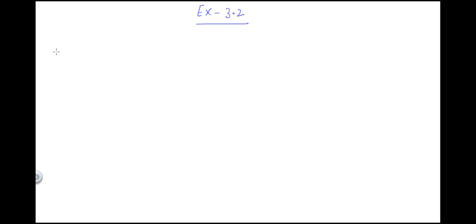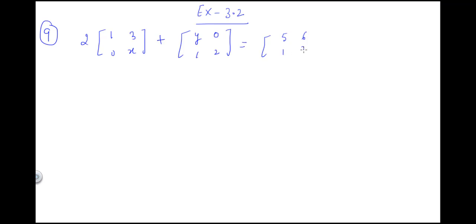Let us discuss question number 9. In question number 9 of exercise 3.2, we have to find x and y, and the matrices are given as 2 multiplied with the matrix 1 3 0 x, plus the matrix y 0 1 2, and this is equal to the matrix 5 6 1 8. Let us first simplify our left hand side and then we'll compare the elements, because the matrices are given as equal. So let us multiply this 2 with each and every entry of this matrix. We have 2, 2 3s are 6, 0 and 2x.